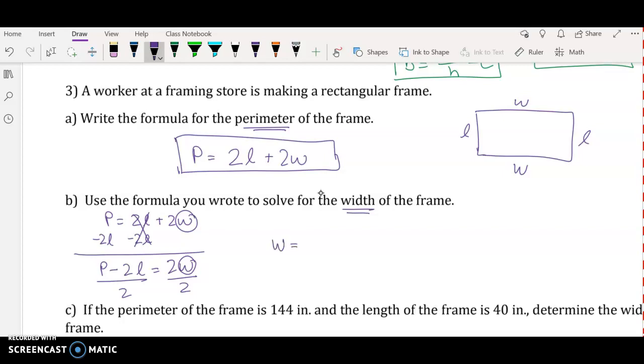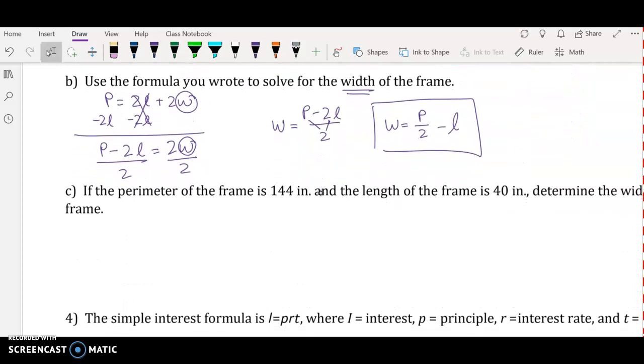And I'm going to start breaking up my fractions here. You can definitely leave it as P minus 2L over 2. I'm going to start breaking those up a little bit more. So I'm going to write it as P over 2 minus, and when I do 2L over 2, the 2's are going to undo each other, and I just have an L there. So the width is taking the perimeter, dividing by 2, and subtracting the length.